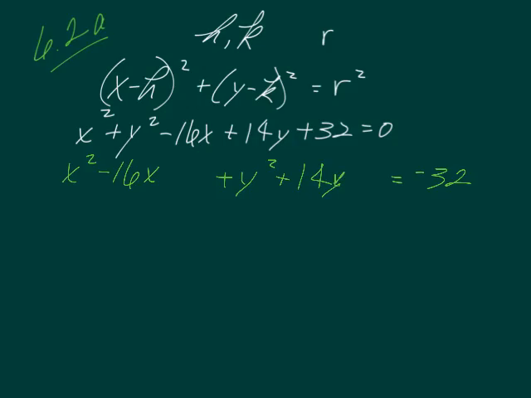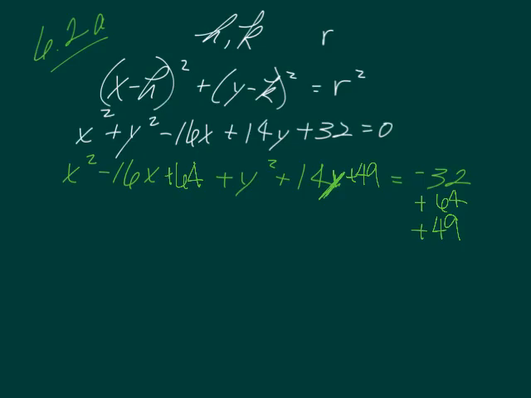I left a space there because we're going to complete the square for the x and complete the square for the y. So let's take half of 16 and square it. That would be plus 64. And half of 14 is 7, and squared, that would be plus 49. Now remember, what we do to the left side, we have to do to the right side. So I'm going to add 64 and 49 to the right-hand side here.